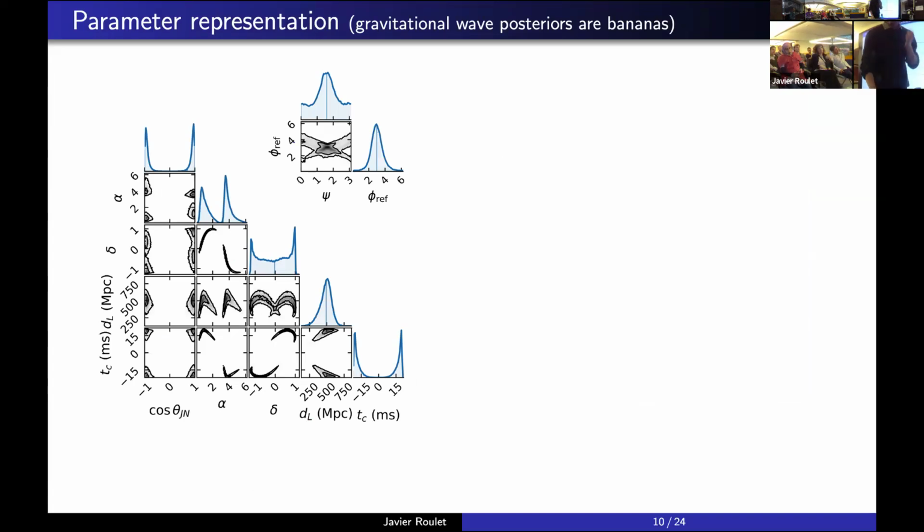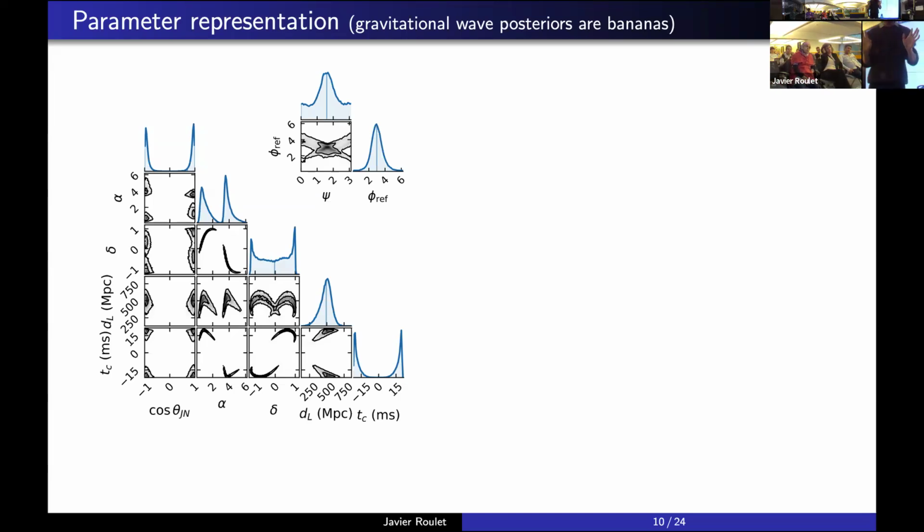And yeah, say here, gravitational wave posteriors are bananas. This is an example of a typical gravitational wave posterior. And indeed, you see there are many banana shapes, and there are many modes, and both of these things are bad for a normalizing flow or something that tries to reconstruct this posterior. So how can we simplify the structure?